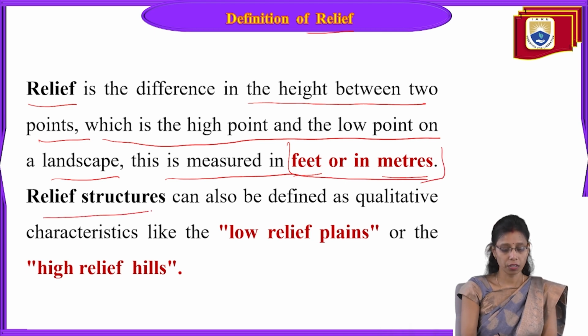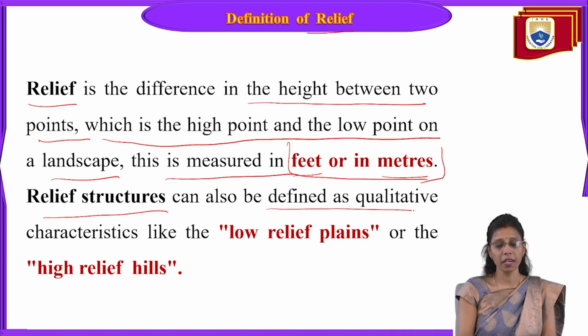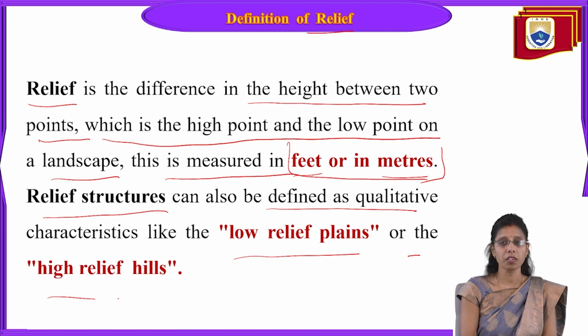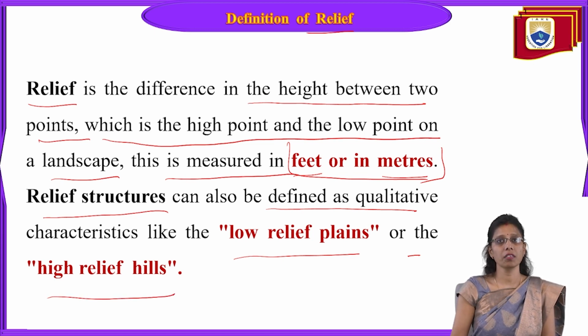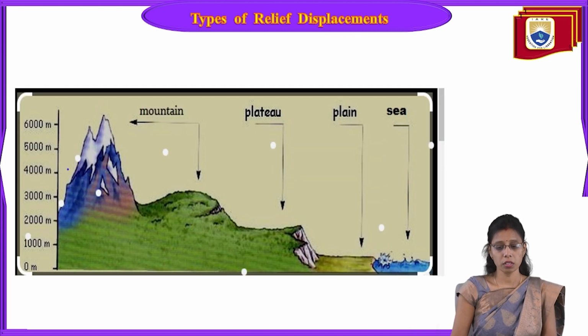Now, relief can also be defined qualitatively, like low relief plains or high relief hills. So we can define it qualitatively, whether it is low relief or high relief. Now if you see the next slide, these are the different kinds of relief.